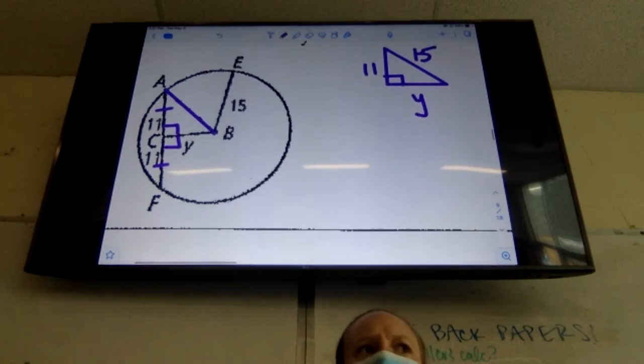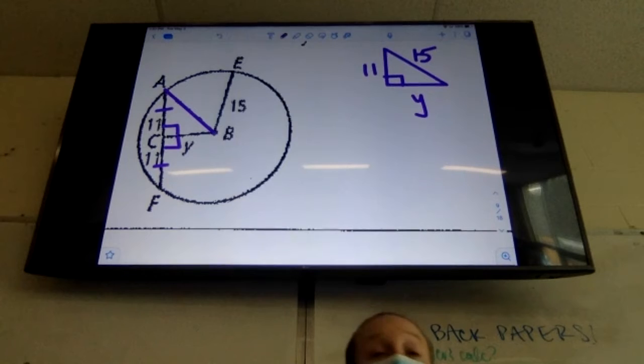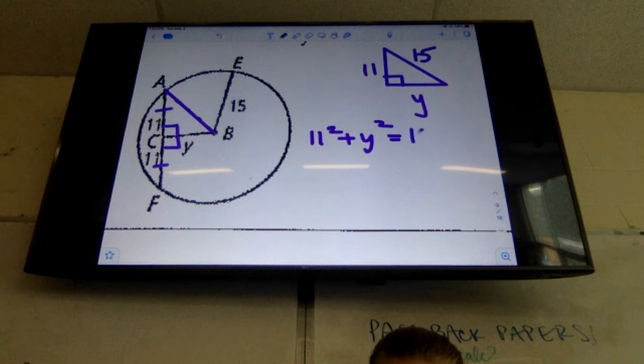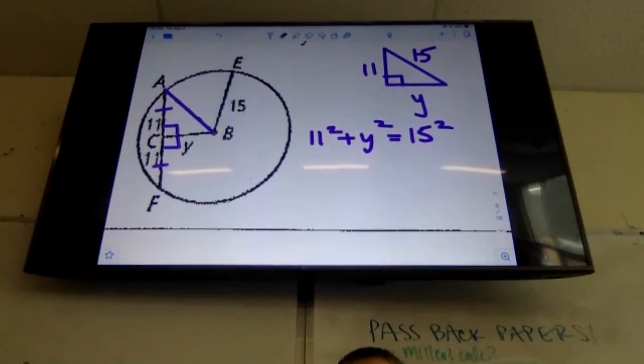All right. And then why is that helpful? What do I do now? Solve using the Pythagorean theorem. My favorite theorem. Honestly, there's a lot of Pythagorean theorem in this class, so it should be our favorite. A squared plus B squared equals C squared. That should be my senior quote.